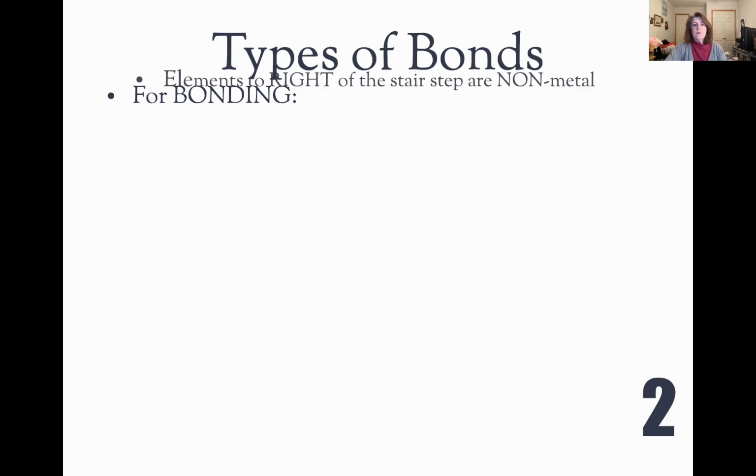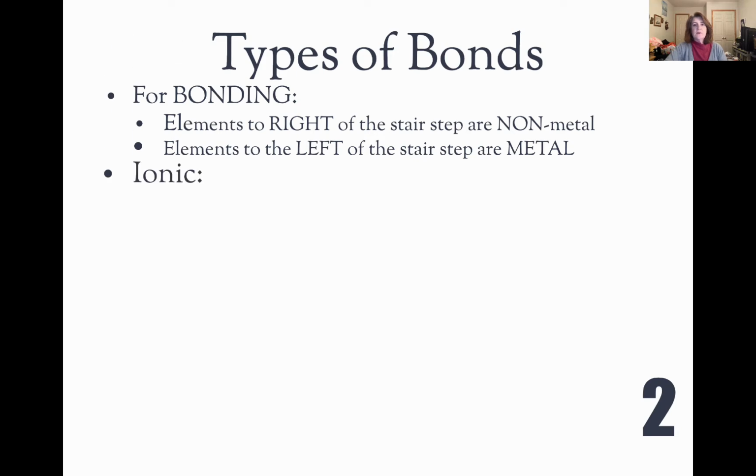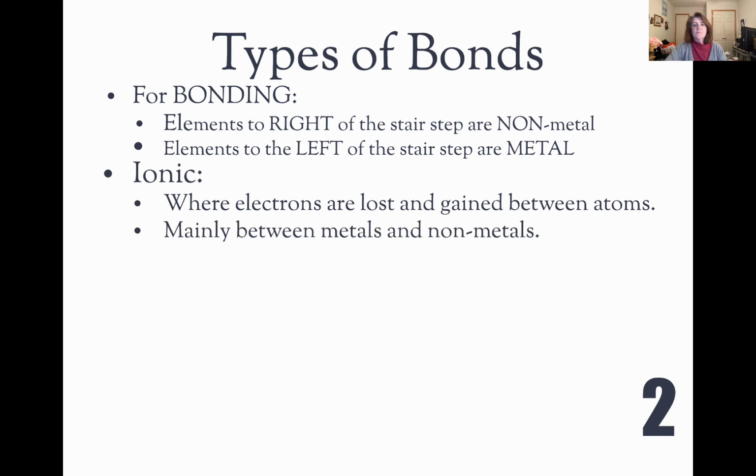For bonding purposes, elements to the right of the stair-step line, including hydrogen, are considered nonmetal. Elements to the left of the stair-step line are considered metal. You have two primary types of bonds. Ionic bonds, where electrons are lost and gained between atoms, occur between metals and nonmetals, and use the oxidation number and the crisscross method.